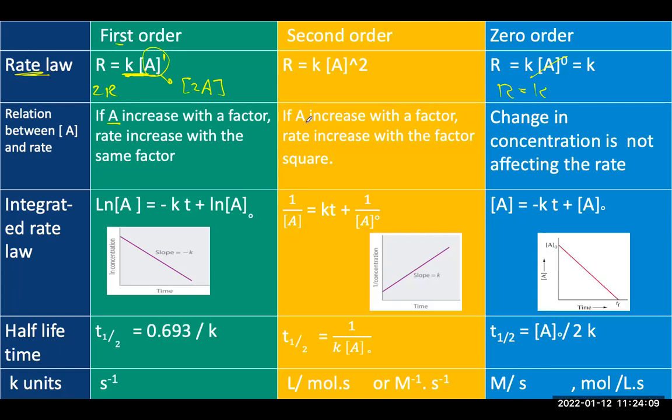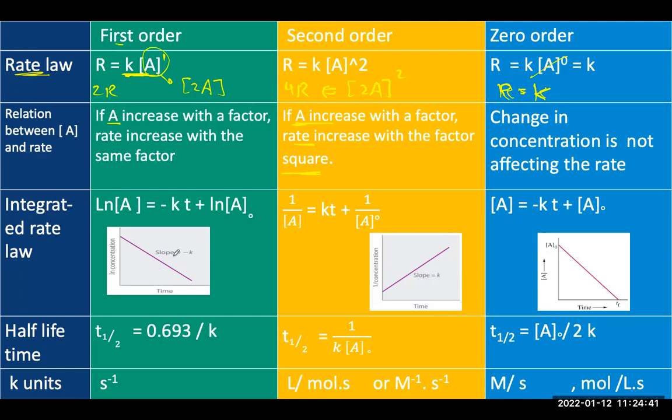And for the second order, if you increase the concentration by a factor, the rate will increase by this factor squared. It means that if you increase A by 2, you know this one is squared, so the rate will be increased by a factor of 4. And here for R equals K, actually there is no concentration here. So if you change the concentration by a factor, it will not affect the rate because it's not included in the formula.